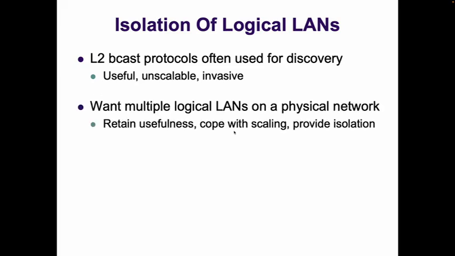So what people said is what we really want are these logical L2 networks, where we limit the scope of broadcast so that a broadcast only goes to a limited scope. I can find out the servers, let's say the printers that are nearby, but nobody who's far away from me can find out about my resources. That retains the usefulness, but it copes with scaling, and it provides some degree of isolation.